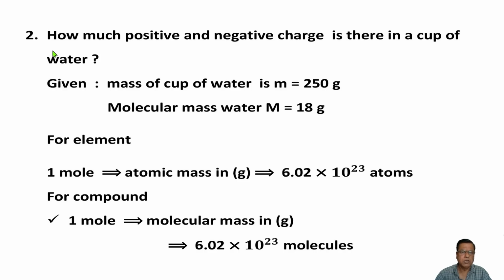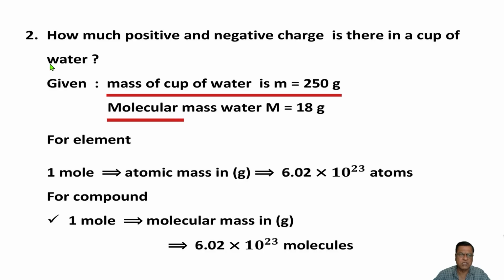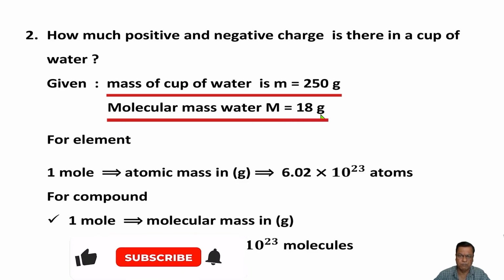Example 2. How much positive and negative charge is there in a cup of water? Now this is the question. According to our knowledge, 1 cup of water holds 250 grams. So the mass of the cup of water is m equal to 250 grams. Now the water molecule is H2O. For oxygen, 16, and for 2 hydrogen atoms, 1 plus 1, 2. 16 plus 2, 18. So the molecular mass of water is 18 grams.